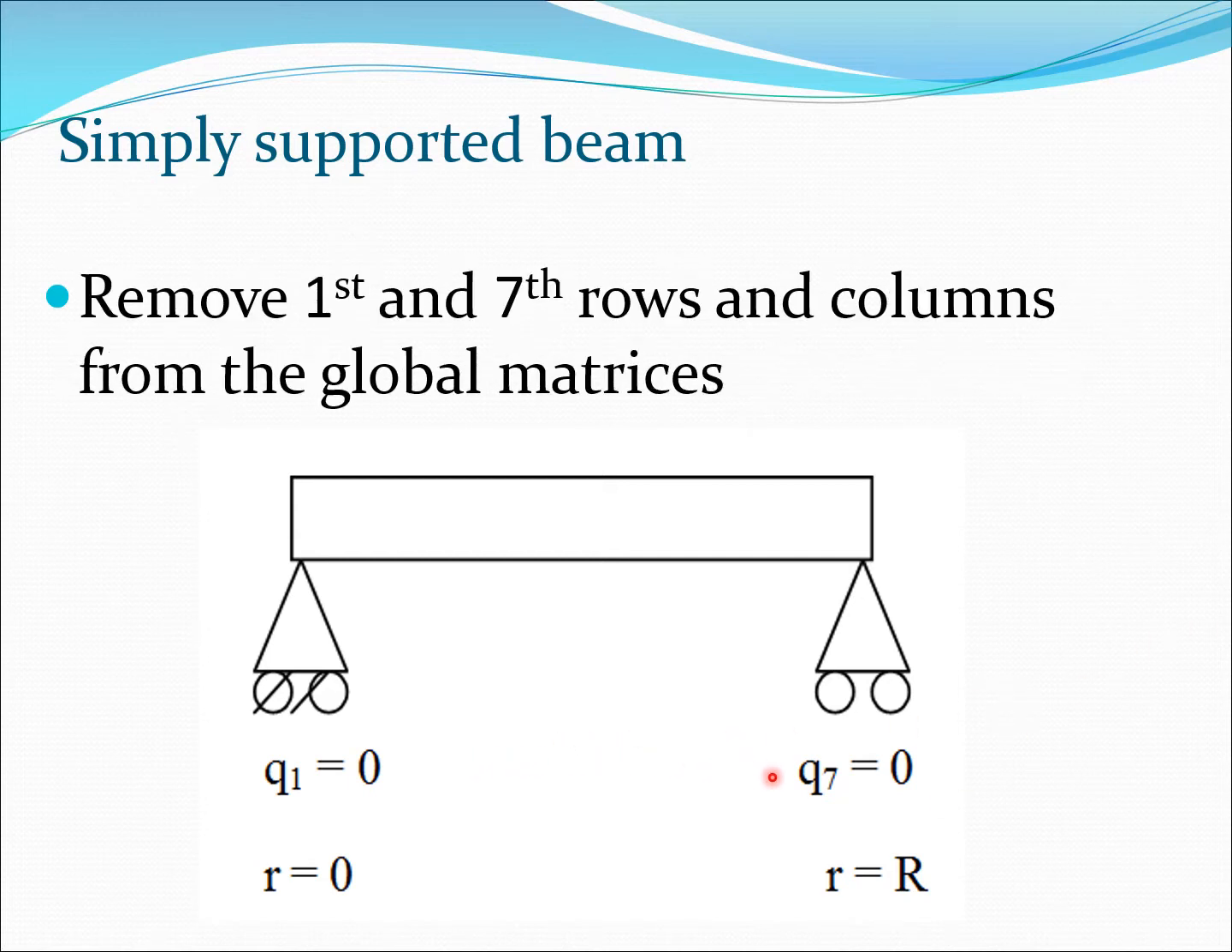So if we set the displacements to be 0, now remember the first displacement was Q1 and Q7 was the last displacement, Q8 being a slope and Q2 being a slope. So what we do in the global matrices is that we would remove the first and seventh rows and columns from the global matrices, and then this boundary condition would be satisfied.